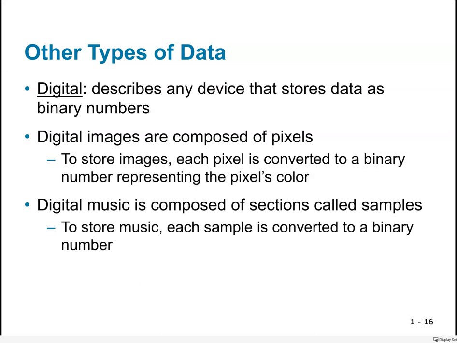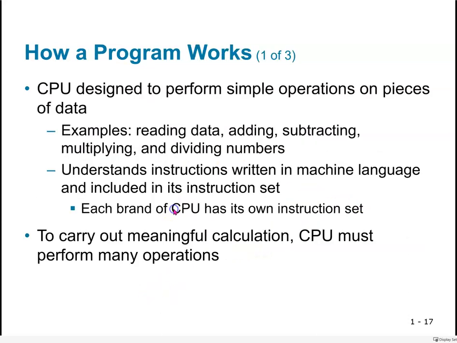Digital music is composed of sections called samples, and to store music, each sample is converted to a binary number. And those together can be reassembled to make pictures or music. How does the CPU work?